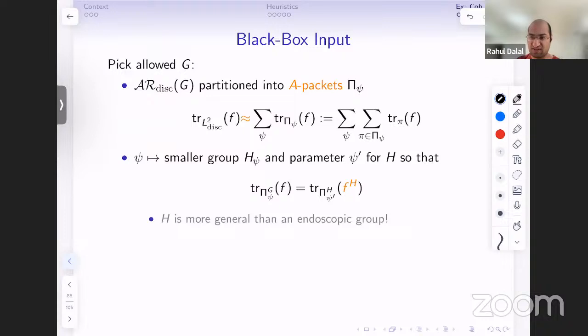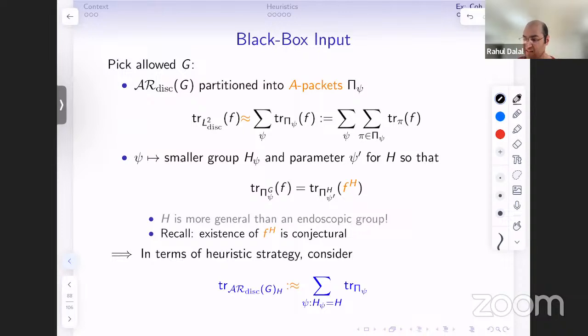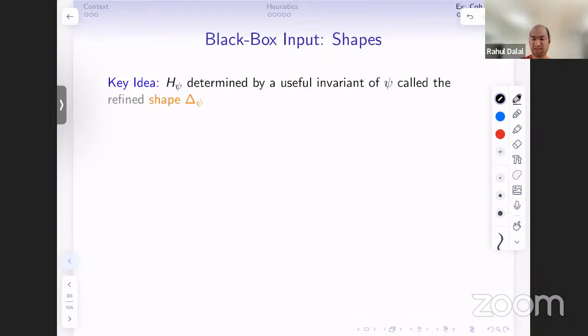So H is general; for those who know, H is going to be more general than an endoscopic group. And the existence of this FH is conjectural. It's suggested by the form of the endoscopic classification. So in terms of our heuristic strategy, we can think about the trace against the part coming from H as basically the trace against all the packets that correspond to group H. Okay, sorry. So let me move on to the next black box input.